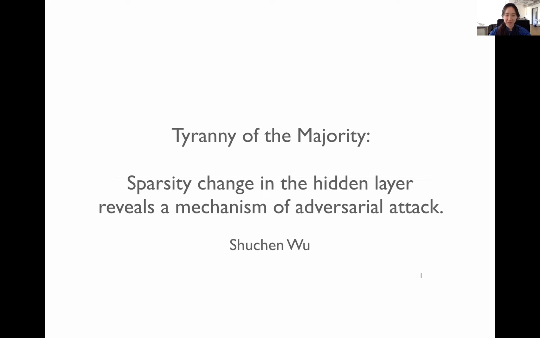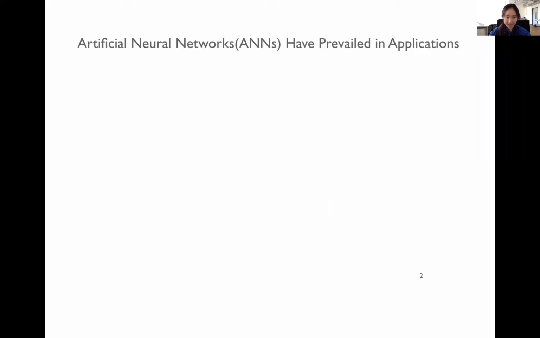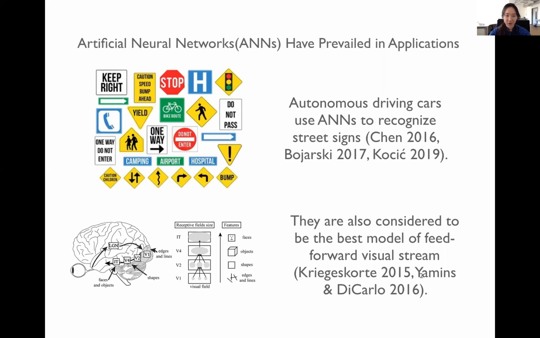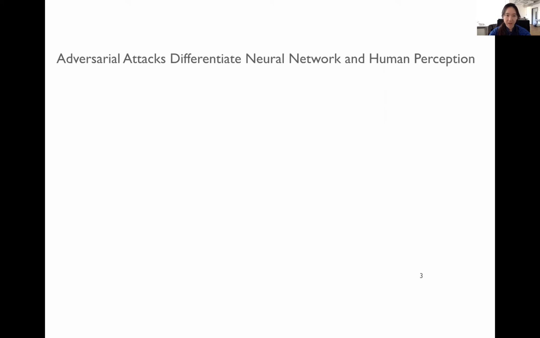The title of my poster talk is Tyranny of the Majority: Sparsity Change in the Hidden Layer Reveals a Mechanism of Adversarial Attack. Artificial neural networks have prevailed in applications. Autonomous driving cars use DNNs to recognize street signs. They are also considered to be the best model of the feed-forward visual stream. Adversarial attacks are examples that differentiate neural network and human perception.